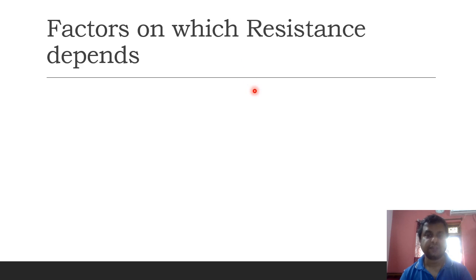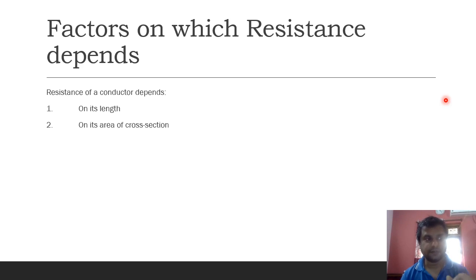So, factors on which resistance depends. The resistance of a conductor depends on the length of the conductor. It depends on the cross section area, that is, when you cut it, how much is the cross section area. And it depends on the nature of the material of the conductor: what metal it is, whether it allows more flow of current or less flow of current.